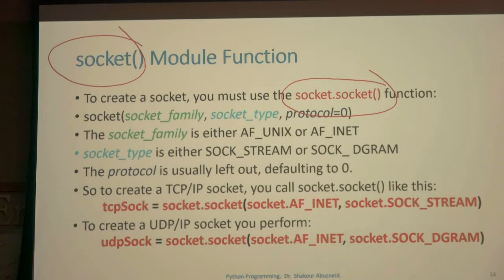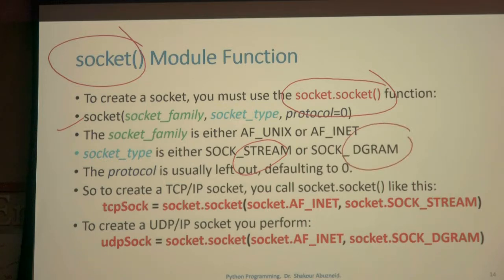We're going to take an example right now. That's how it looks. First you have to tell the socket family, then the socket type, and the protocol, which by default is 0. For the socket family, you have two options, either AF_UNIX or AF_INET. Which one are we going to use here? The network one. And the socket type could be socket stream, for connection oriented, and could be datagram, for connectionless.